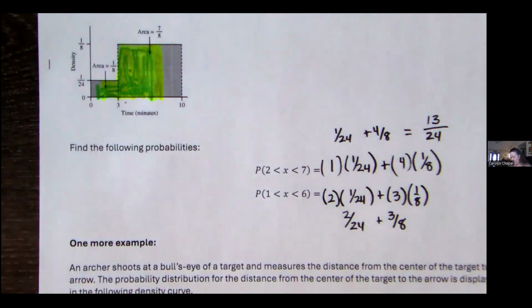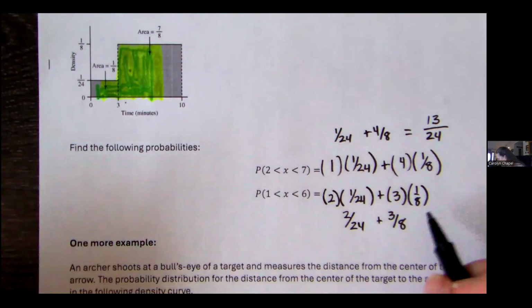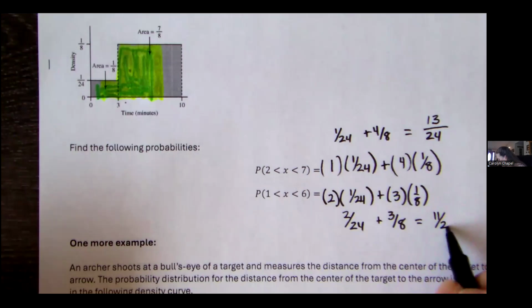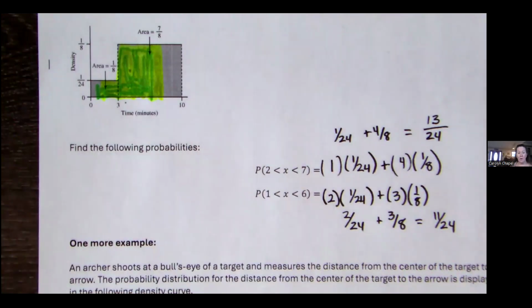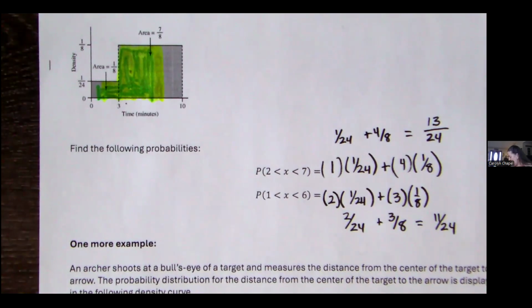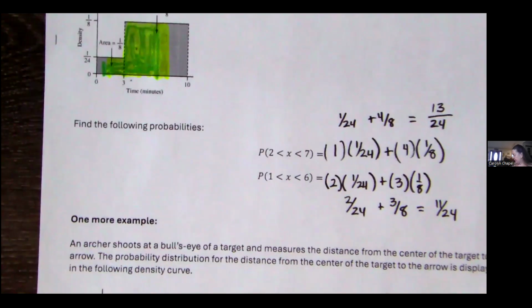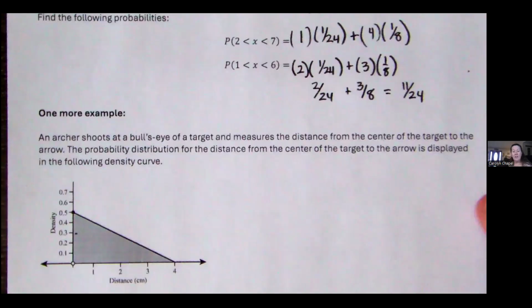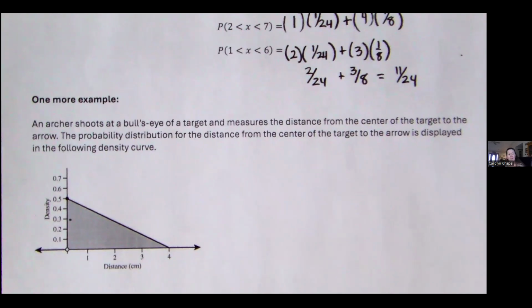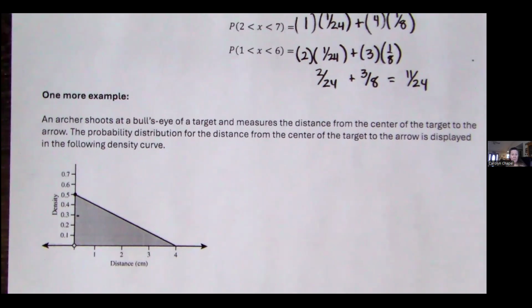And getting my calculator to help me a little bit, just because I want to make sure to leave it in fraction form, just to make it easier for you. But again, if you want to go to decimals, feel free to do so. We get 11 out of 24. We are going to do one more example with curves that look like this. And then we're going to turn to a curve that's a little bit more used.